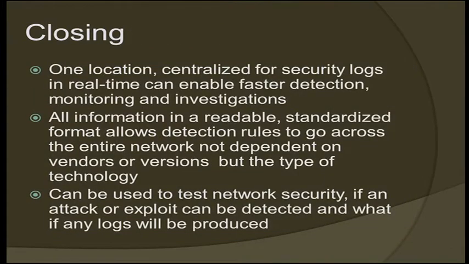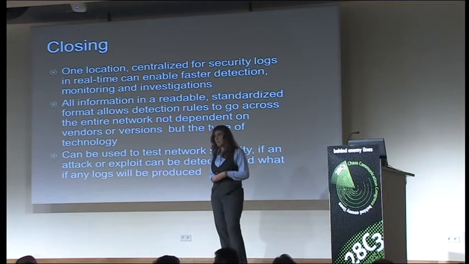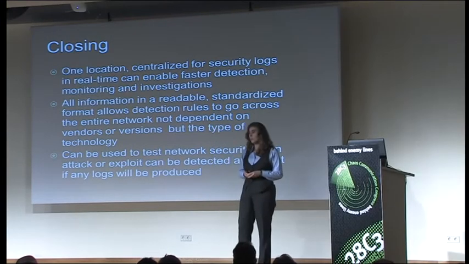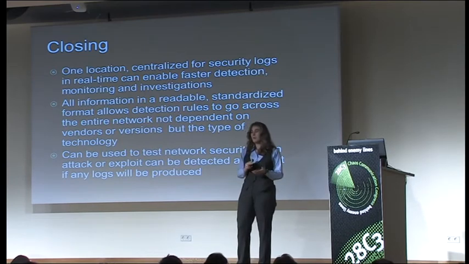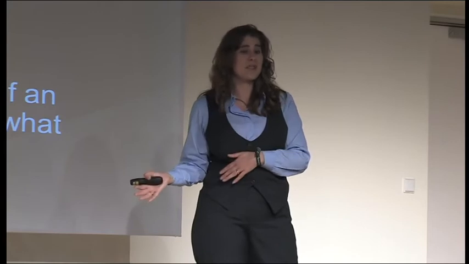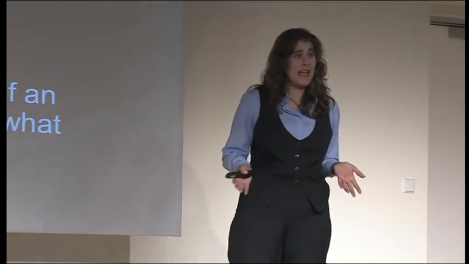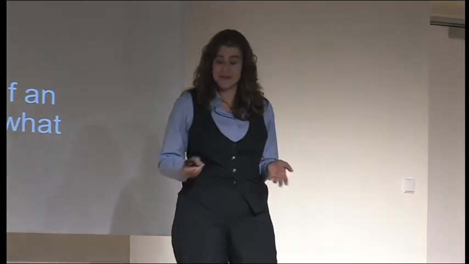So in closing, some of the ways that I was able to solve my issues was using a correlation engine by centralizing my logs, putting them in a human-readable format, and being able to do something useful with them. It doesn't matter what vendor I was involved with, it doesn't matter what version I was involved with. I knew if the packet was able to get out and traverse the network. I was able to see if there were any covert communications channels that were able to exist on the network.